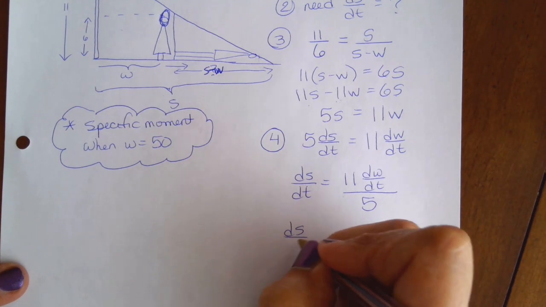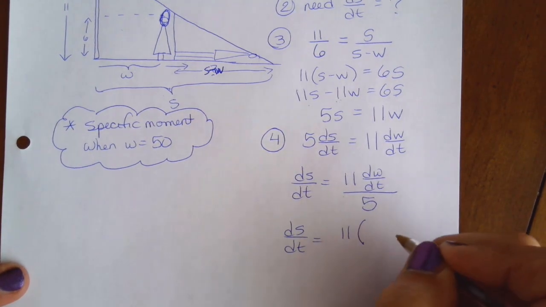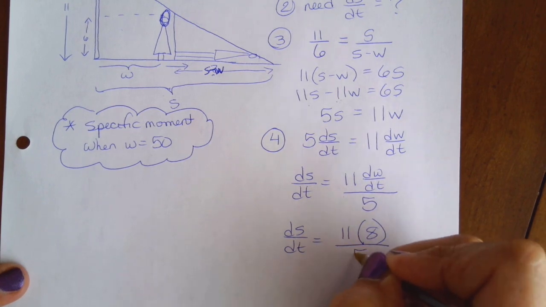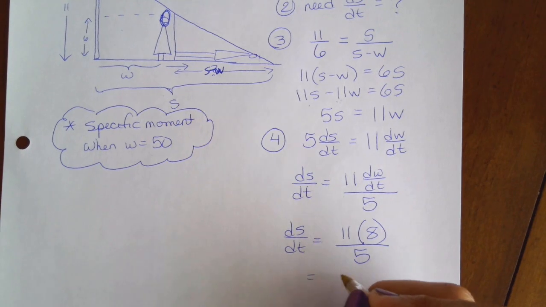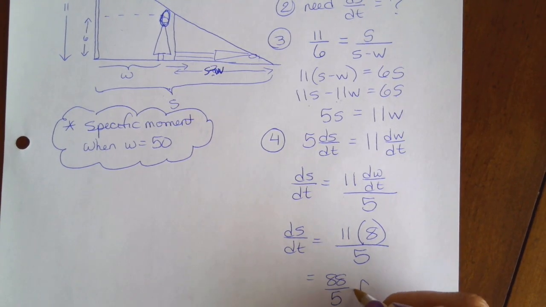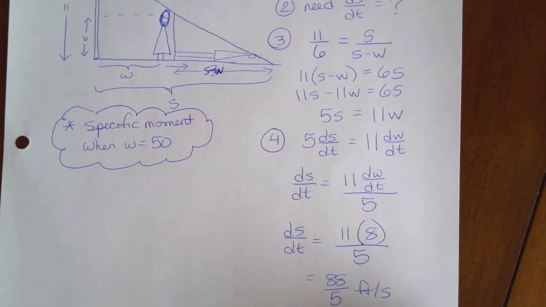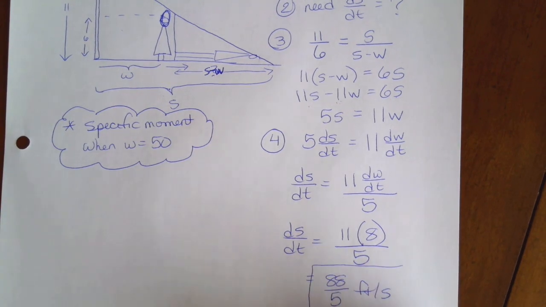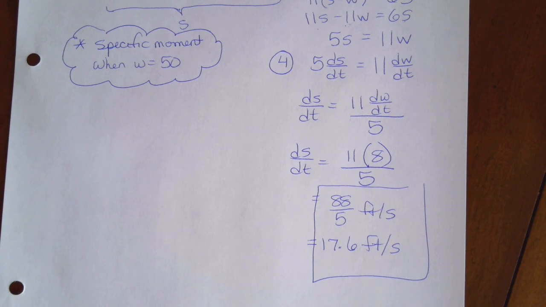So ds/dt would be 11 times dw/dt, which was given to us. That was 8, over 5. So we end up with 88 over 5, and you can leave that just like that, feet per second. Or you can give me the decimal, 17.6. WebWorK will take it either way. So either one of those would be fine.